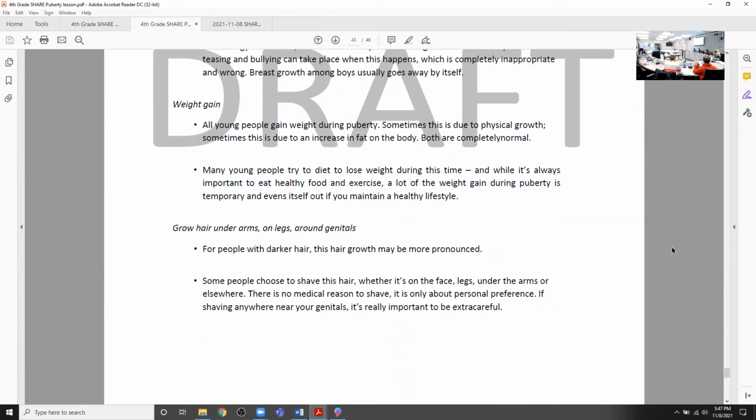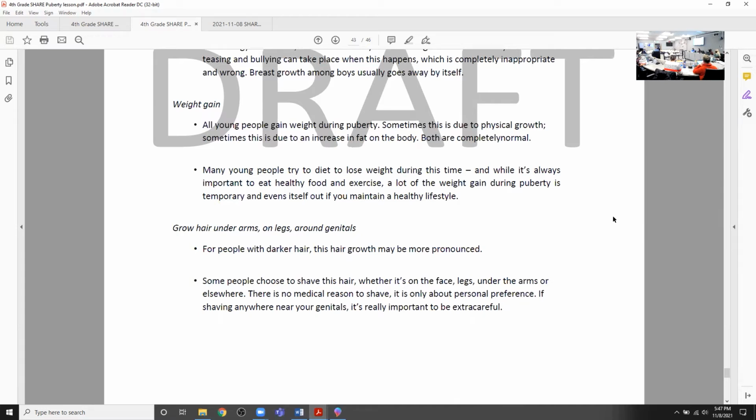Weight gain: many young people try to diet to lose weight during this time. While it's always important to eat healthy food and exercise, a lot of the weight gain during puberty is temporary and evens itself out if you maintain a healthy lifestyle.